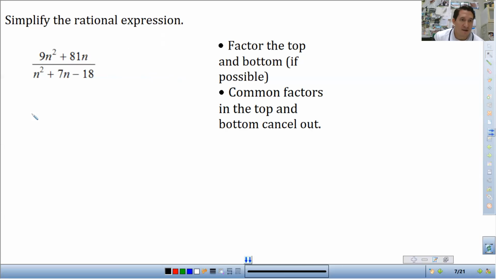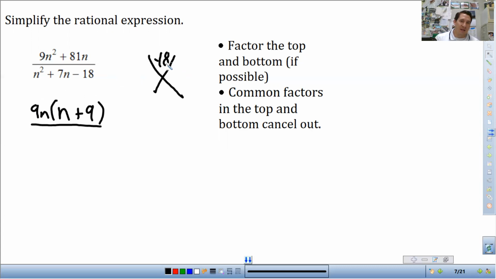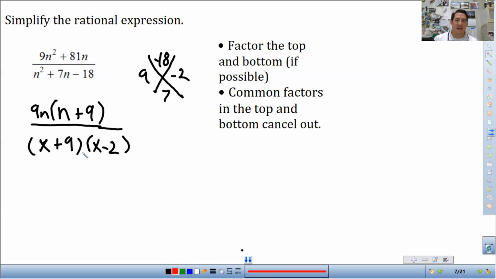So I'm going to factor the top. Real easy, I can factor out a 9n on the top. And then I am left with n plus 9. So remember, when you're taking stuff out, that's just reverse distributing, undoing the distribution property. I need factors for the bottom, so negative 18 and 7. Factors of negative 18 that add to 7, that's going to be positive 9 and negative 2. So factors on the bottom are going to be x plus 9 and x minus 2. Here's my favorite part of it. You look for common factors, anything that's the same in the top and bottom. I got to make sure I keep track of the n's, not x's, in this problem.